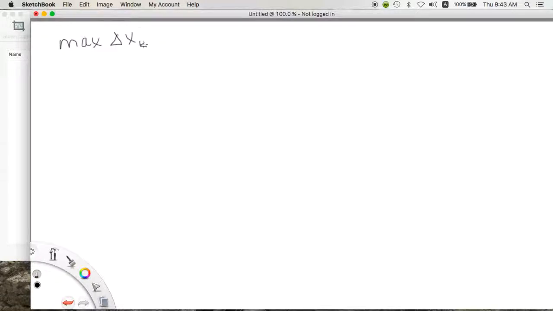That's our maximum width. Your book calls it this funny looking p thing, the norm of the partition. But what it is, is the maximum width of these rectangles, because as we get more and more rectangles, it gives us a better and better approximation. So what we want to look at is the limit as our maximum width goes to 0.